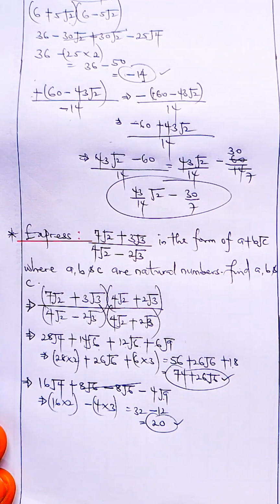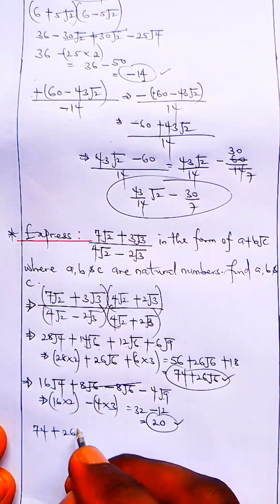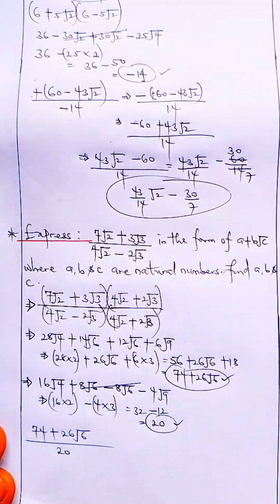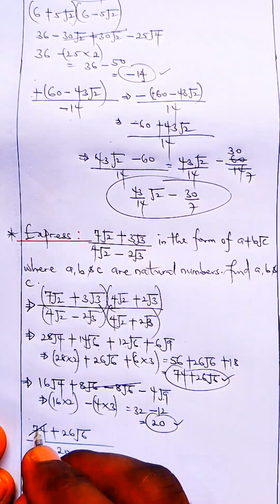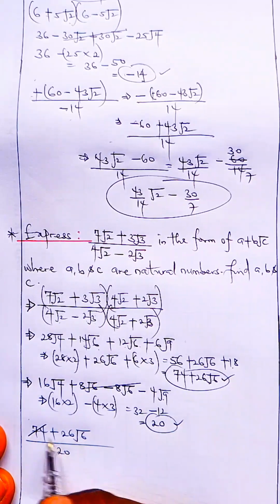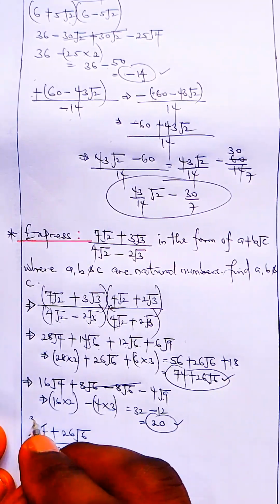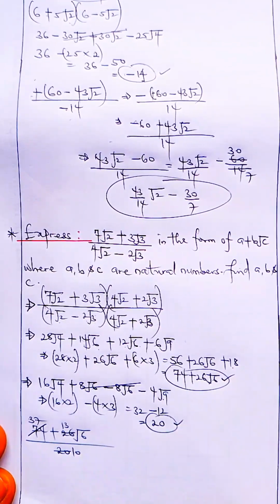So the next thing for us to do is to bring them together. So the one on top is 74 plus 26 root 6 over 20. So what do we do next? We have to simplify. 2 can go in this, 2 can go in this, 2 can go in this. Since 2 can go in all of them, we break each of them down. So 2 here, 3; 2 here, 7; 2 here, 13; 2 here, 10.